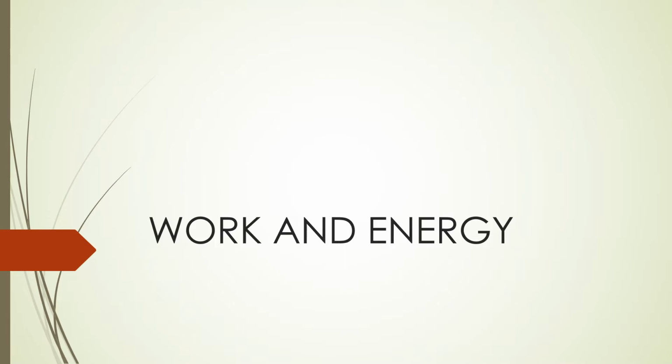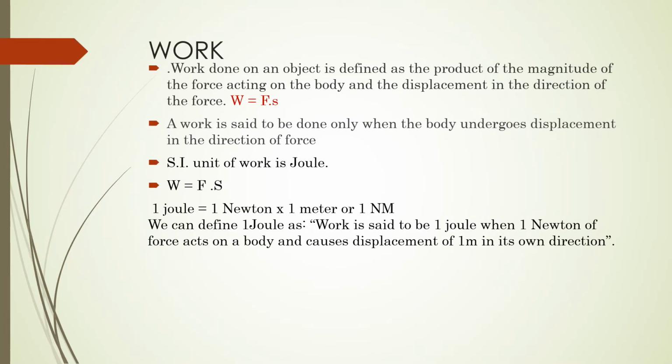Okay, let's go to the introduction of work. Work done on an object is defined as the product of the magnitude of the force acting on the body and the displacement in the direction of the force. Yes, we have already studied that work done is equal to the product of force and displacement. So these two criteria are very important, force and displacement, isn't it? Work is equal to force and displacement.